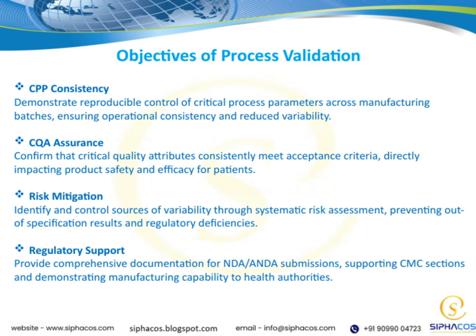Next, CQA assurance focuses on confirming that our critical quality attributes are consistently meeting acceptance criteria. This directly impacts the safety and efficacy of our products for patients, making it a vital part of our quality assurance process. Then, we have risk mitigation. This involves systematically identifying and controlling sources of variability through thorough risk assessments. By doing so, we prevent out-of-specification results and avoid potential regulatory issues down the line.